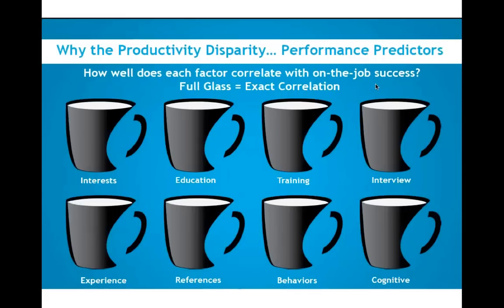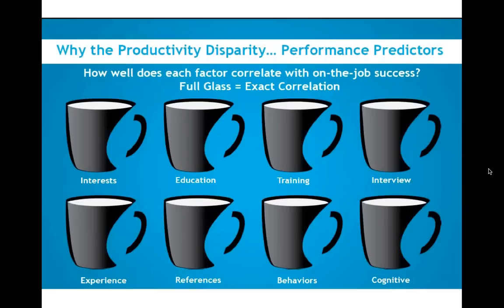Now, based on the research, again, this puts into analogy the correlation between using all those resources that we have and effectively predicting on-the-job success.